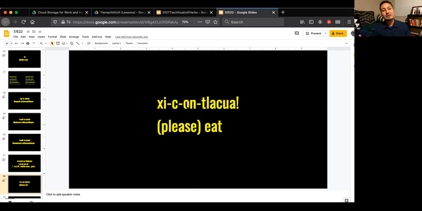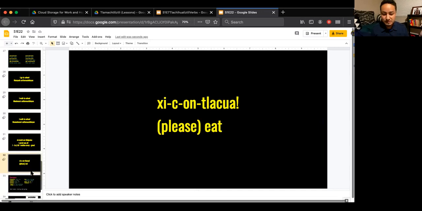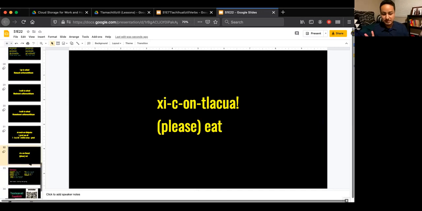But you'll learn later that there's also a different way to say go and do something over there in another location. So even though this can be translated as go over there and eat, there's another way to say go over there and eat. So, but please eat, you can do this as saying Xicontlacua. With adding this on, it makes it nice. Okay, so that's two of the functions of on.